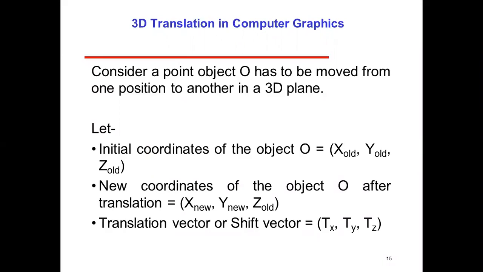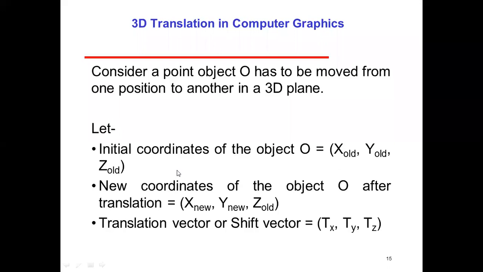Okay, so consider a point object O has to be moved from one position to another in a 3D plane. Now we are considering the 3D plane, and the object O can move from one position to another position. So this is called the translation transformation. Either we are using 2D or 3D, translation means the movement of an object from one position to another. So in case of 3D, we will consider the initial coordinates of the object as x old, y old, z old.